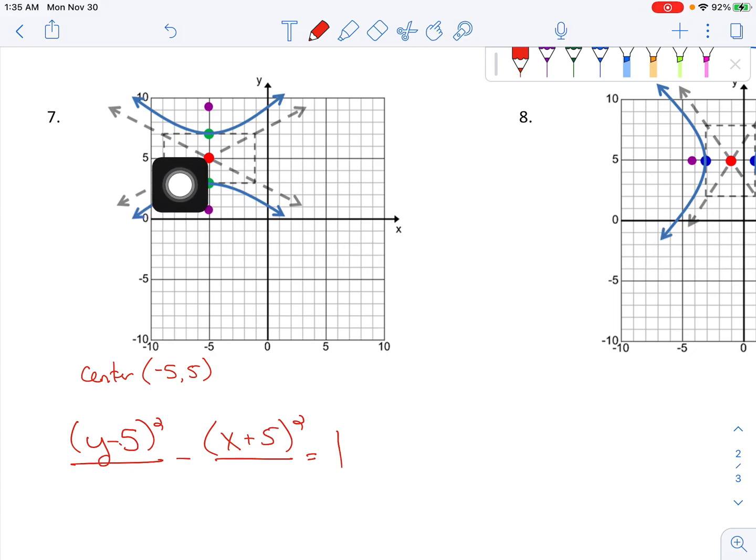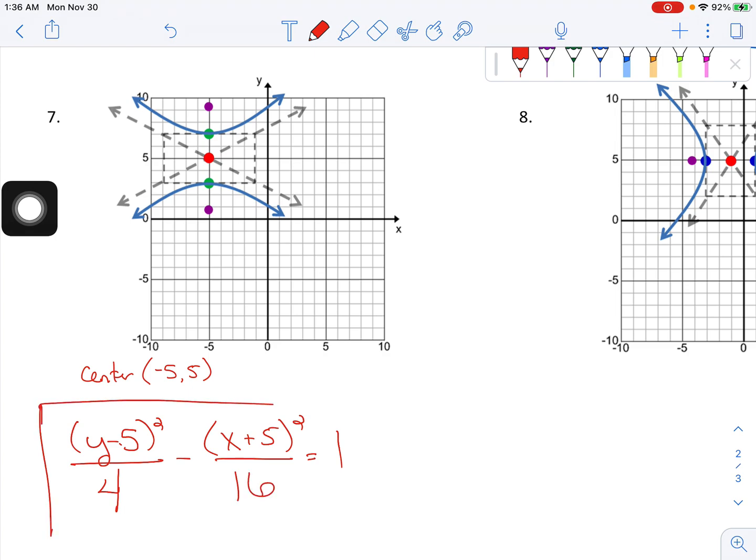All right, so along my transverse axis, I'm going to count from the center to a vertex. That's a span of 2. So square it for your denominator. Along the conjugate axis, count from the center to an edge. So 1, 2, 3, 4. Square that. We get 16. All right, there's our equation.